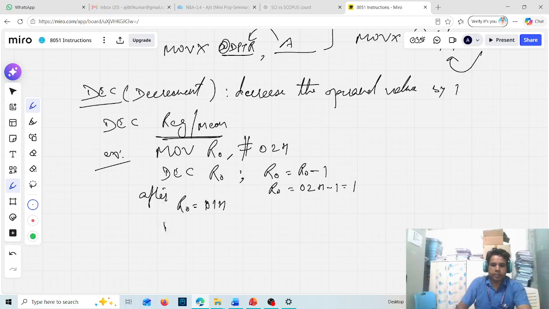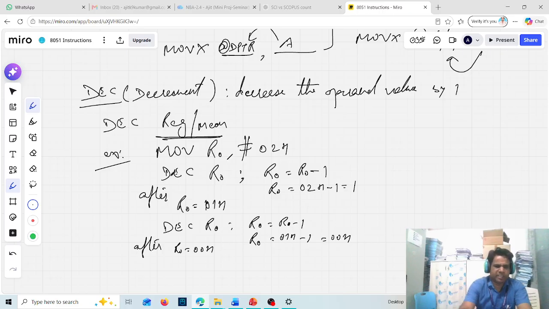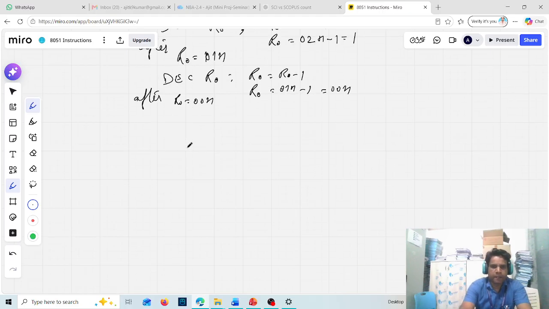Suppose that you have written another DEC instruction, DEC R0 again. So again R0 will become R0 minus 1. The previous value of R0 was 01H, which will be subtracted by 1. The updated new value of R0 will be 00H. So after executing this one, the R0 value will become 00H. This is the DEC instruction, quite easy.